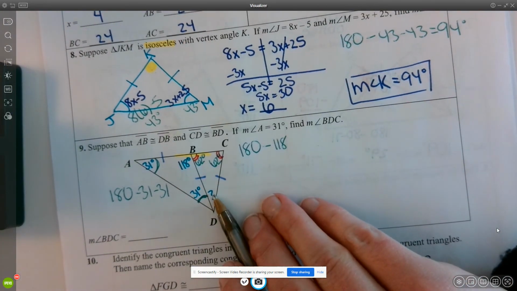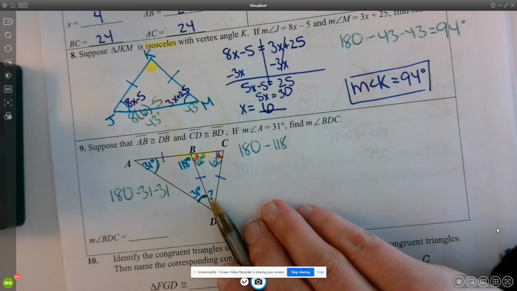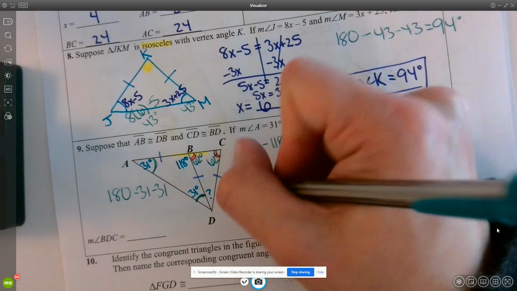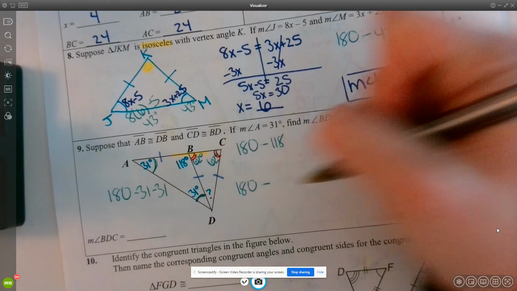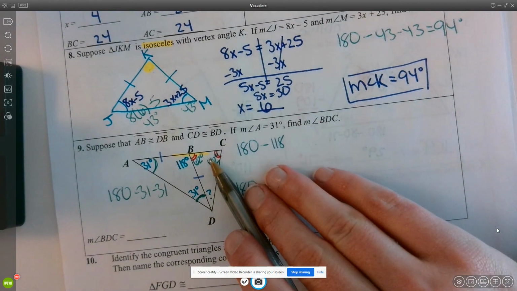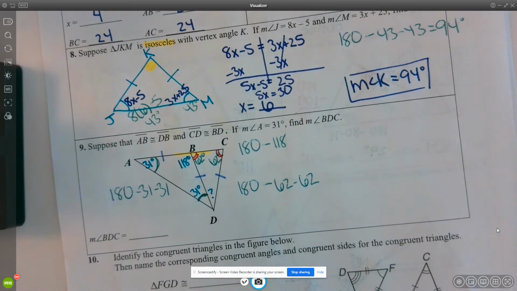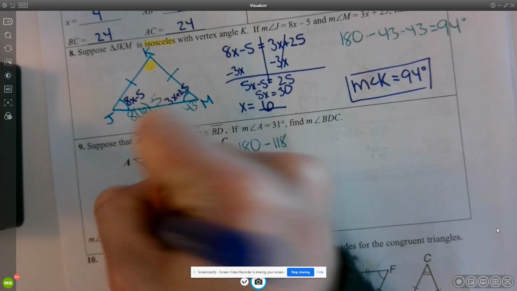So finally, to find my last missing angle inside this triangle, since it's the third angle that I don't know, I can take 180 degrees and subtract these two interior angles to find the measure of that last interior angle. When I do that, I discover that the measure of angle BDC is 56 degrees.